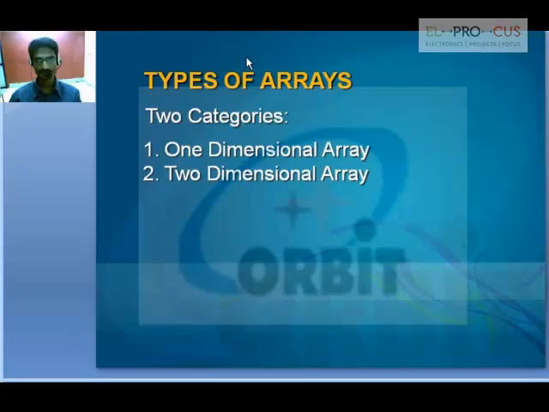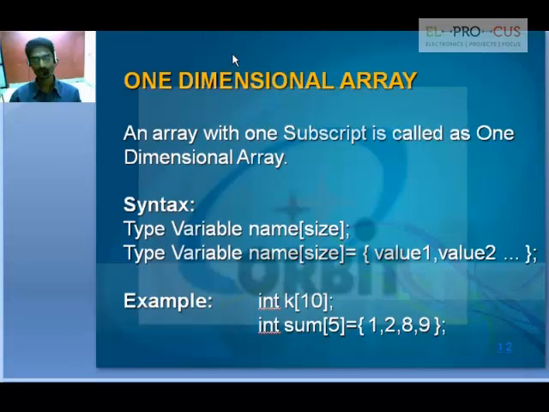Types of arrays. There are two types, one-dimensional array or single-dimensional array. Similarly, two-dimensional or multi-dimensional array. We'll deal with certain programming concepts with one-dimensional array. An array with one subscript is called a one-dimensional array. As you can see, the type, data type, int, float, or char, and the name of the variable and the size.